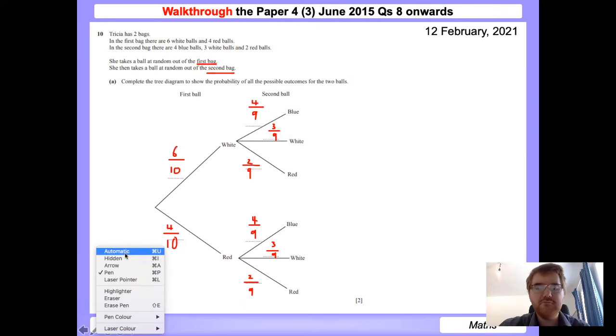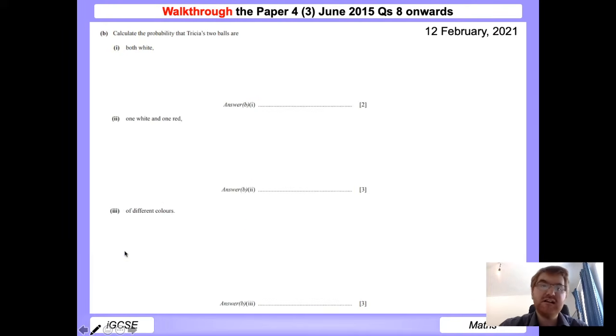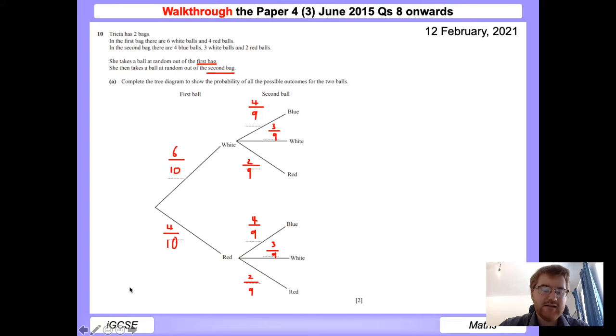Now they ask you some probability questions linked to this. So first of all, we want to work out the probability that Trisha's 2 balls are both white. So let's go back. So we want the probability of white, white. And the way we do this is we take the probability of the first one being white, 6 over 10, and then we multiply along the branches. So we multiply this by 3 over 9.